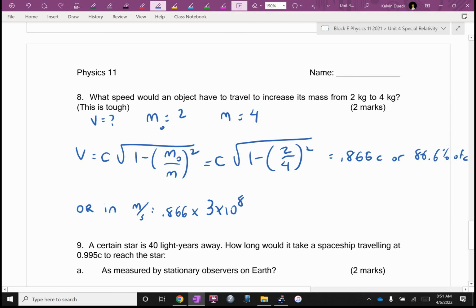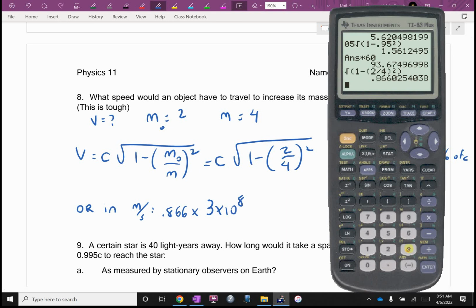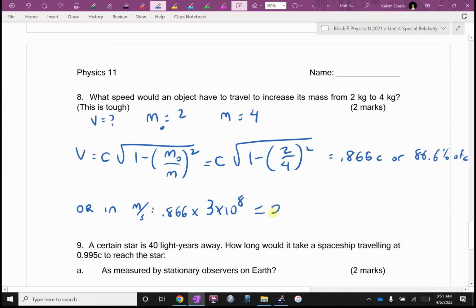Although, am I going to type 0.866? What button am I going to use on my calculator instead? My answer button. Times 3 times 10 to the 8th. And I get, a good place to round off is probably after the 8 because there's a 0 right there. 2.598 times 10 to the 8th meters per second.